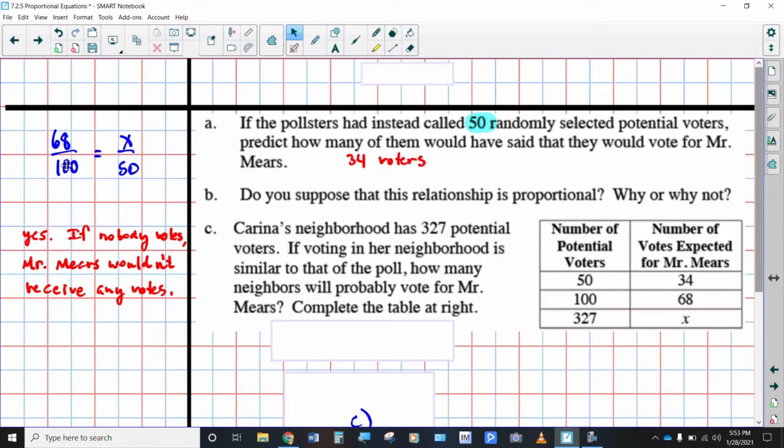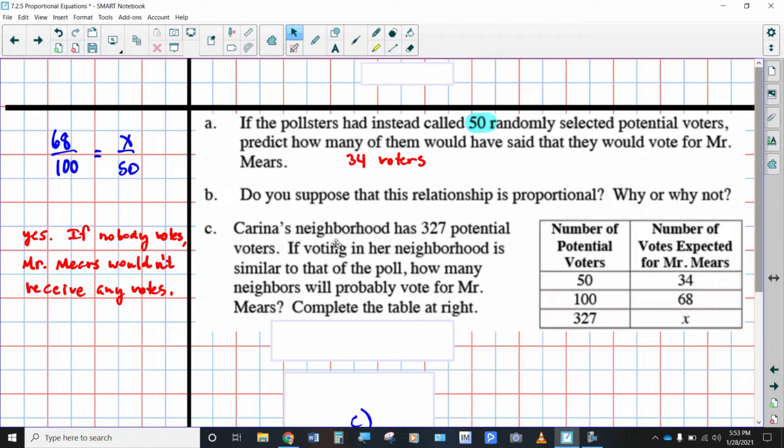50 times 2 is 100, so 34 times 2 would be 68. Or 100 times 1/2 is 50, so 68 times 1/2 will tell you how many of these voters are likely to vote for Mr. Mears, right? 68% of the total would vote for Mr. Mears, and 68% of 50 is 34.